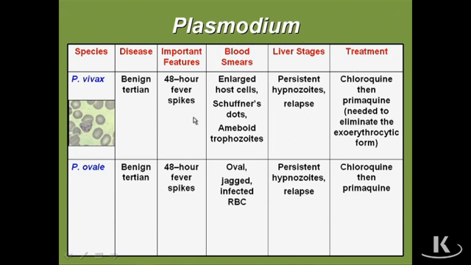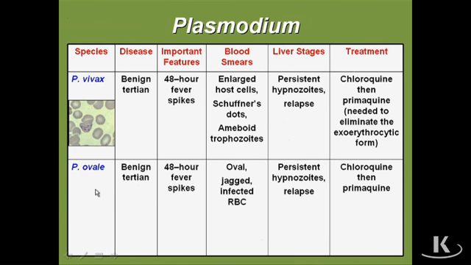again, following the rupture of those red blood cells. One of the diagnostic things that you're going to see for Plasmodium vivax is called Schüffner's dots in infected red cells. Okay? So Schüffner's dots in infected red cells is diagnostic and specific for Plasmodium vivax.